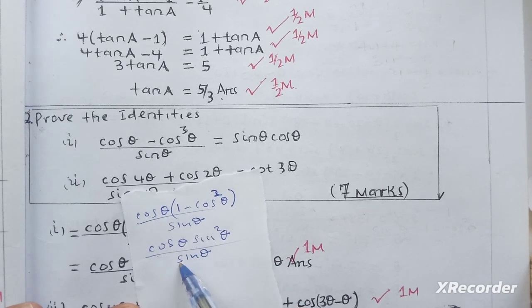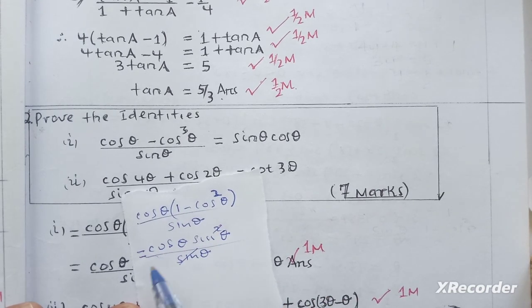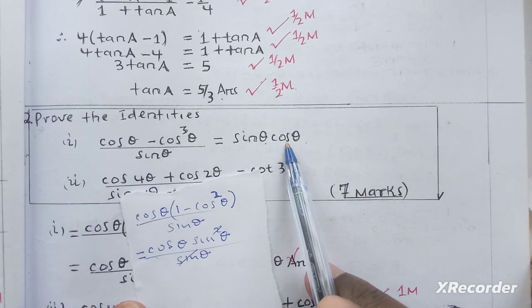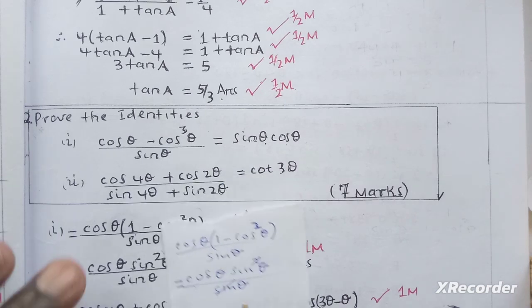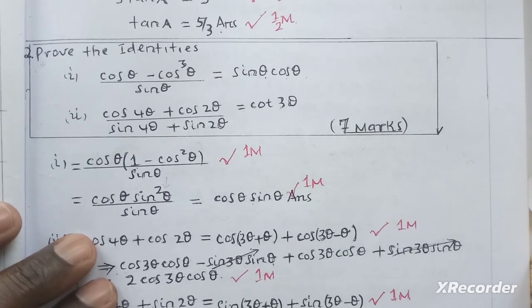Now we can cancel that. We can also cancel one of them. So finally we end up with cos theta sine theta. We come and do this other one, and this is how we do it.